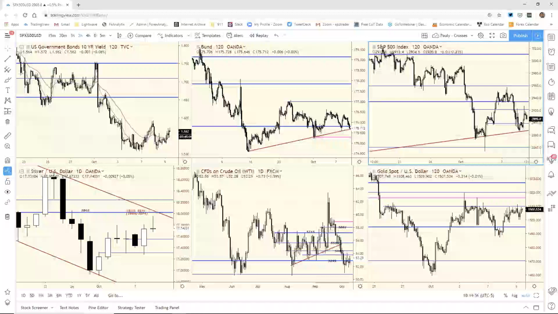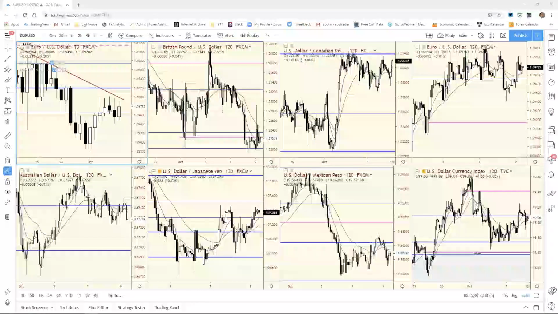But I thought it was really important to share at least the thoughts on the euro. I wasn't going to make such a big deal about it, but right now the bund is pushing lower, so we really have to go and keep an eye on that.